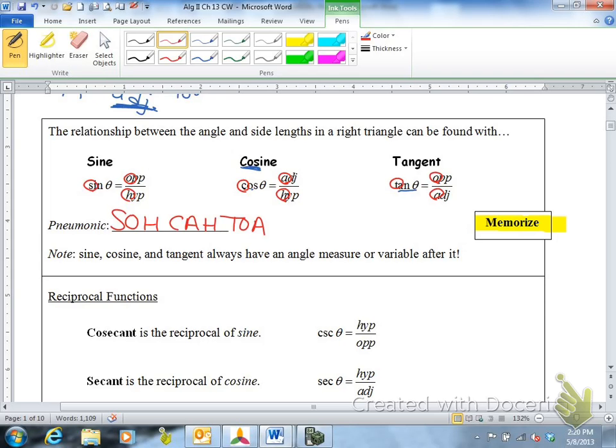SOH-CAH-TOA. One last note. Sine, cosine, and tangent always have an angle measure or a variable after them. So you will never see this unless you wrote it wrong: sine equals 1 over 2. This is incorrect. It should be sine theta equals 1 over 2. Sine is an operation and it needs something to operate on. So you have sine of a number or sine of a variable.